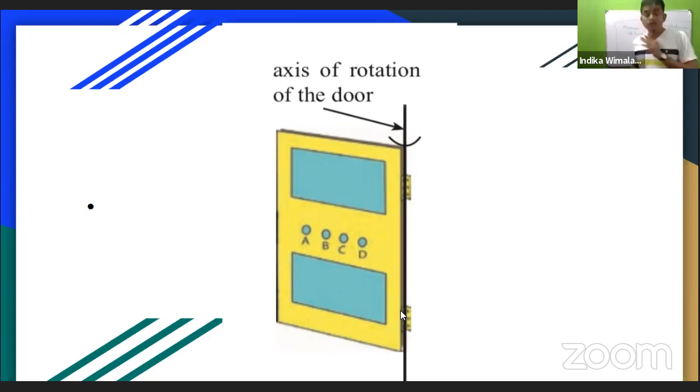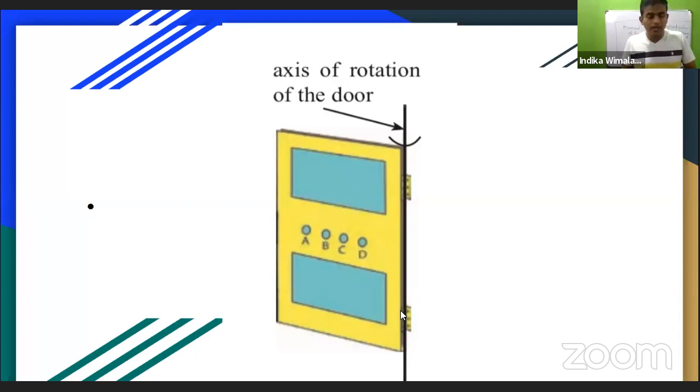Next, the product of the force and the perpendicular distance to the line of action of the force from the axis of rotation. Product means multiplication, you know that. The product of the force and the perpendicular distance from the rotational axis to the line of action of the force is called the moment of force. Sometimes in your past papers, you have to find the moment of force.